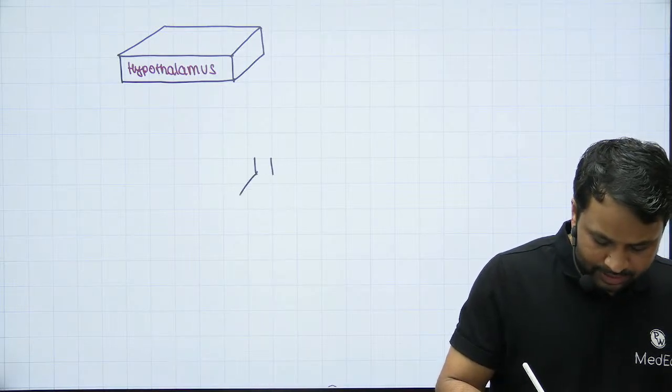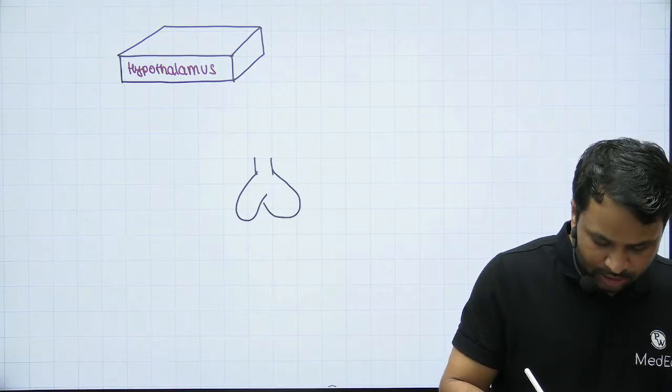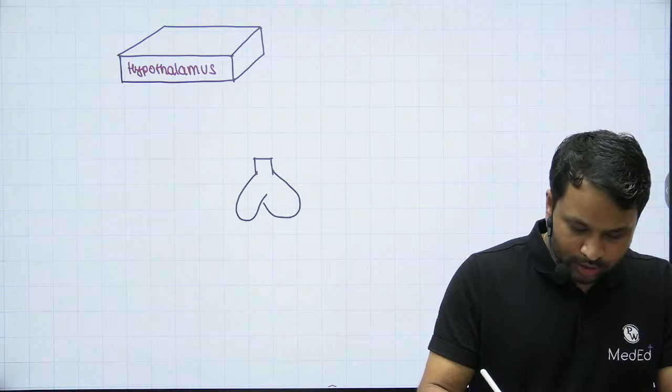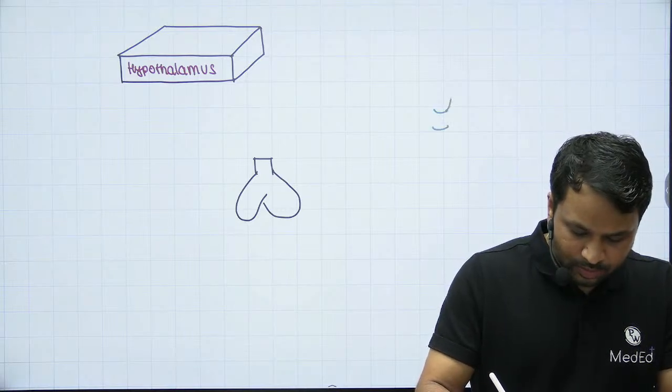The small guy is your pituitary gland present in the sella turcica. Now this pituitary gland is going to control what we now call the powerhouse, which is your thyroid gland.